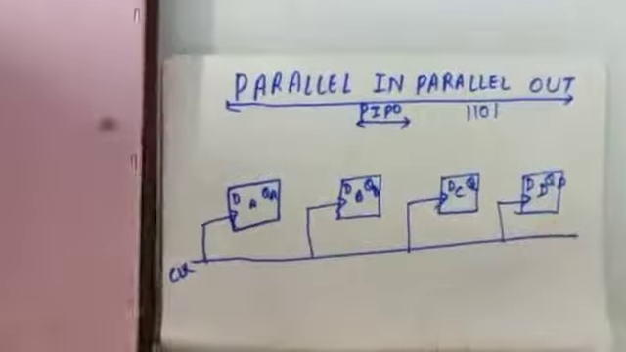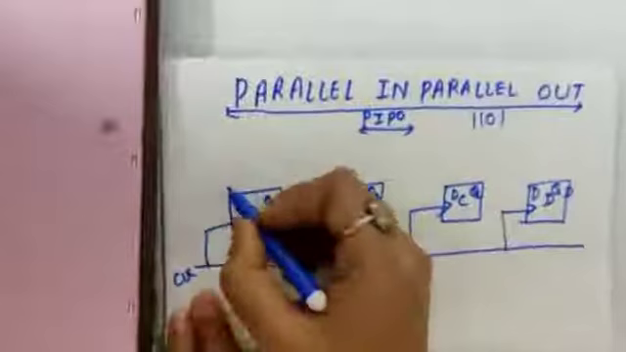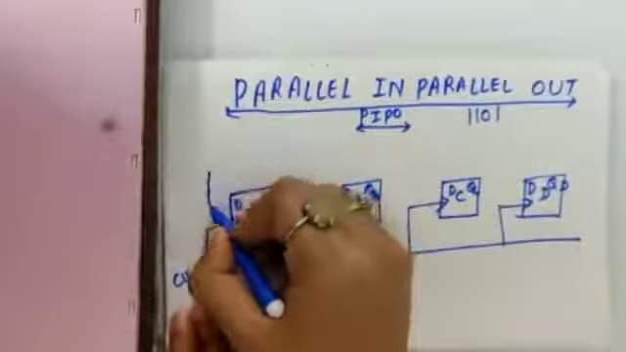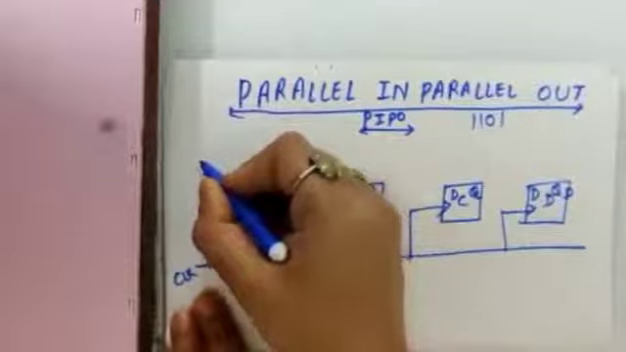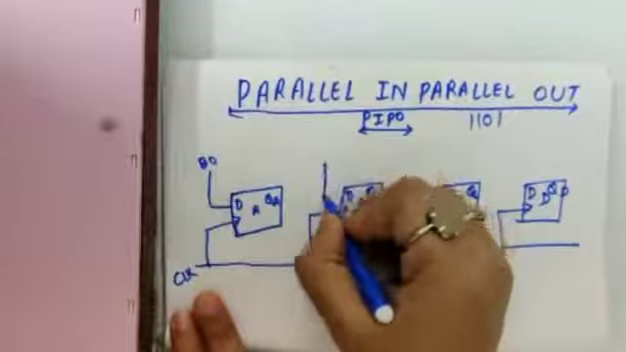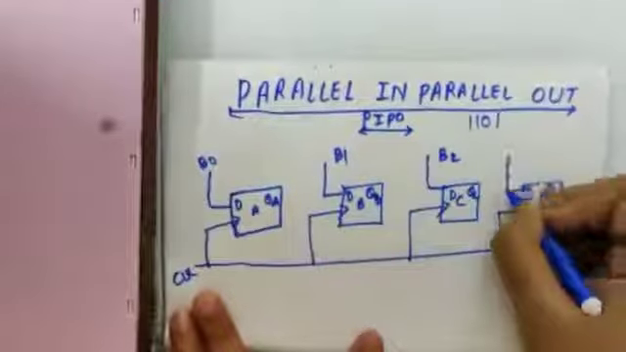Now we have to supply the data in a parallel way and we have to get the data in a parallel manner. Means here we are supplying the input values externally, like B0, B1, B2, B3.